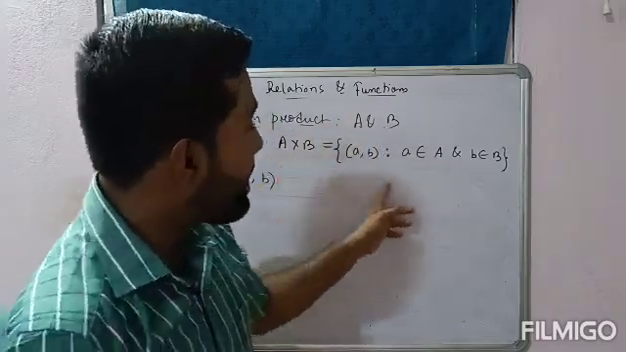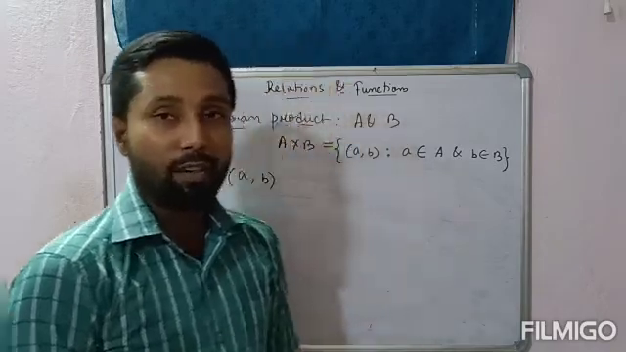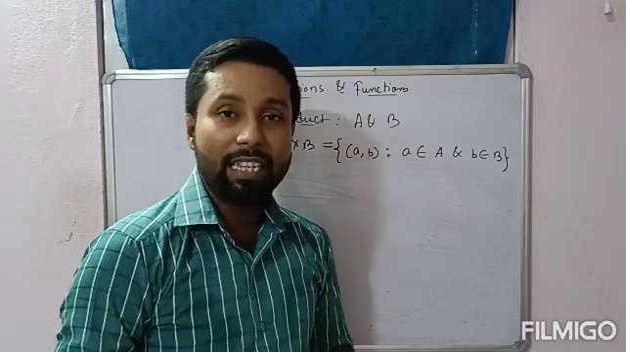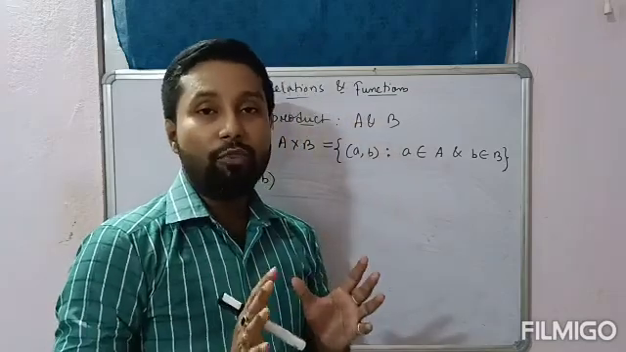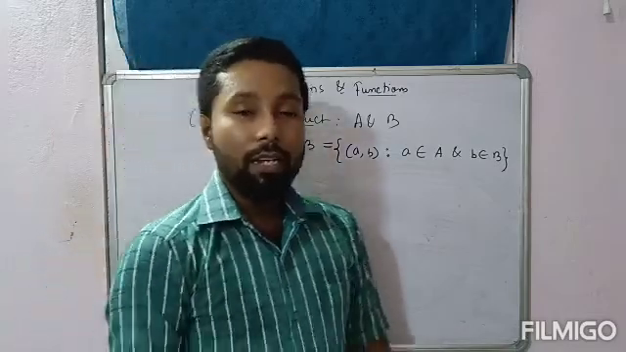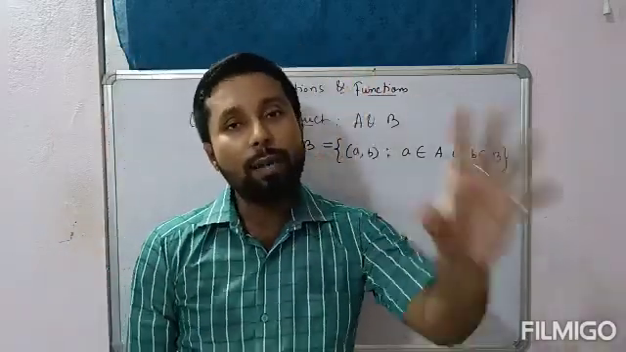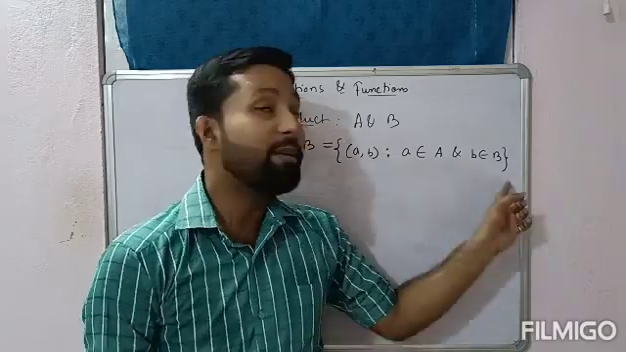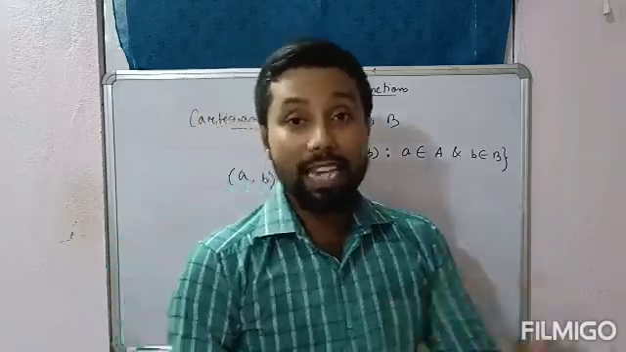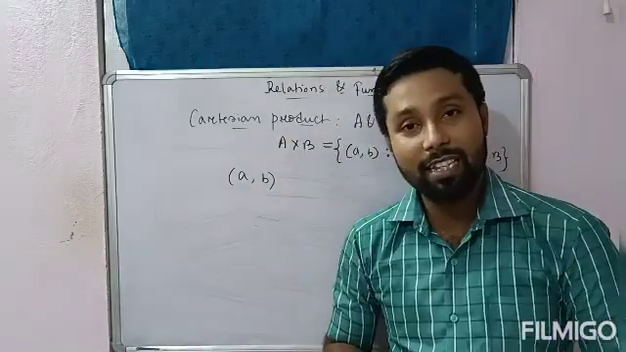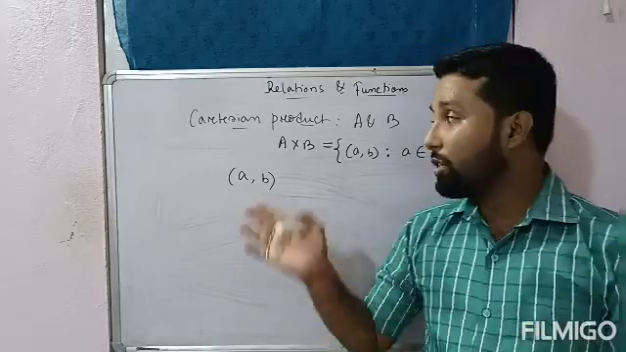Okay, so this is the mathematical form of A cross B. All right, so when the Cartesian product is asked, always you have to represent the solution in terms of ordered pairs. You have to write all the possible ordered pairs within the curly bracket. It is also a set only. Cartesian product is nothing but a set which is denoted by A cross B.